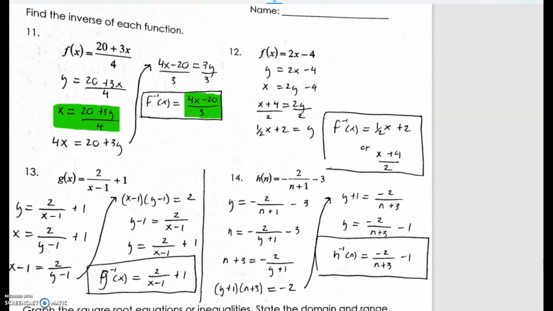Number 12, same thing. Replace the f of x with the y, switch the x and the y's, and then solve for the new y. Get that y by itself. I got y is equal to x plus 4 over 2. Now, since that did reduce a little bit, I went ahead and divided each term in the top by 2, splitting it up, giving me 1/2 x plus 2 is equal to y. But do notice I said either would be okay.